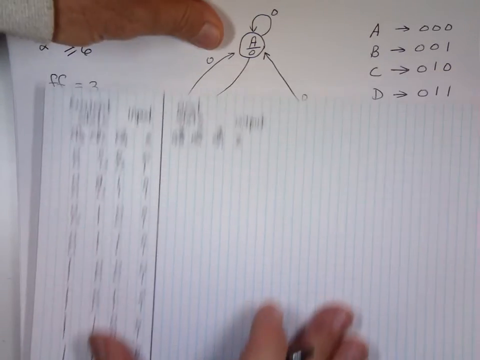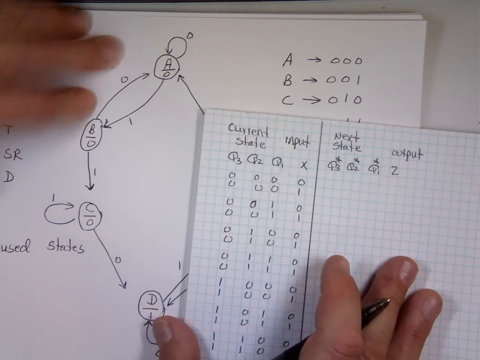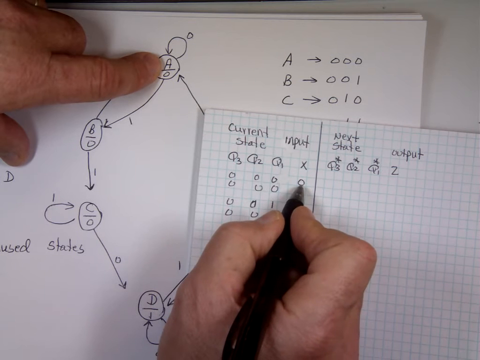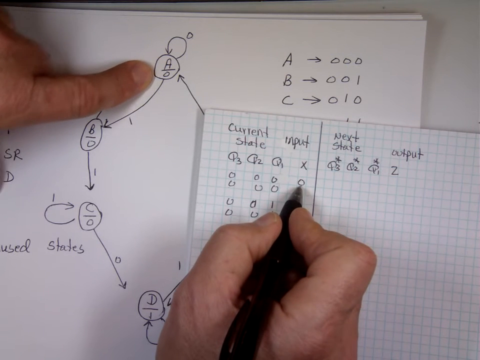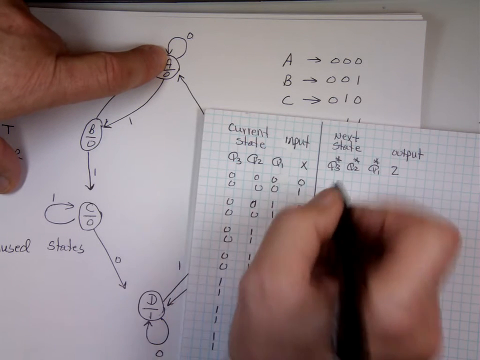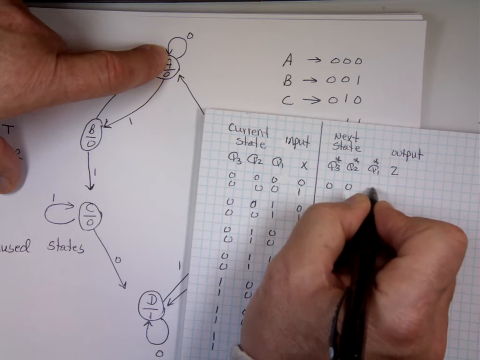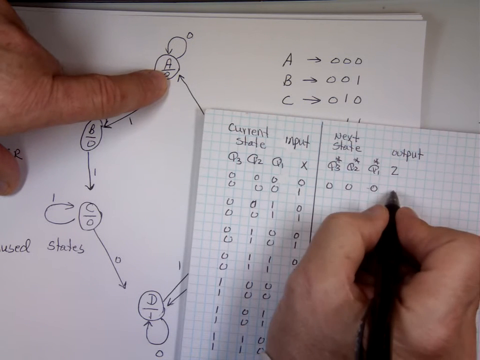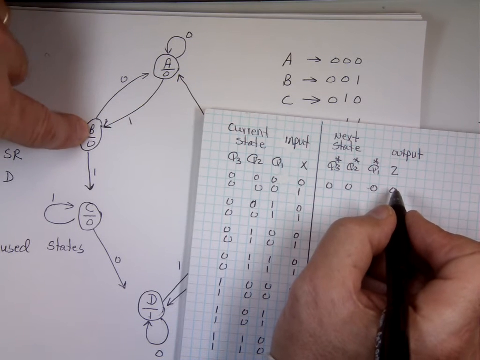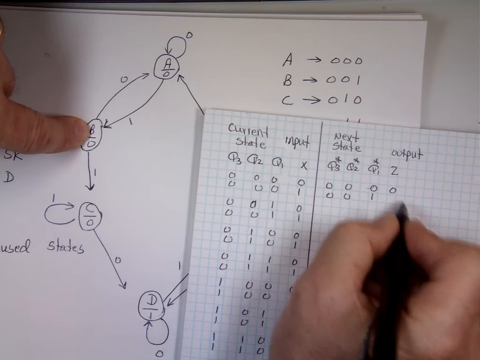And let's look at our state diagram here and see. If I'm at state A, which is 0, 0, 0, and my input is 0, according to this, what will happen? If my input is 0, I'm going to stay there. So it's 0, 0, 0. And what's my output? 0. But if I put a 1, I go to state B, which is what? 0, 0, 1. And what's my output? It's also 0.